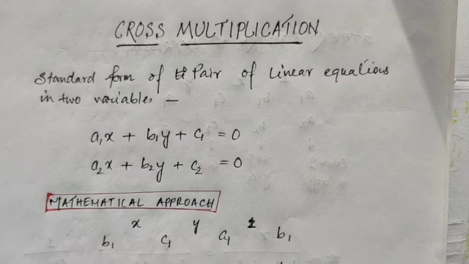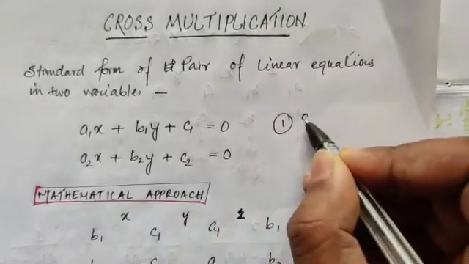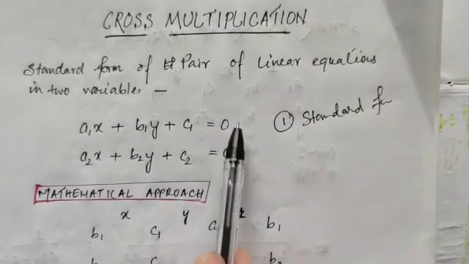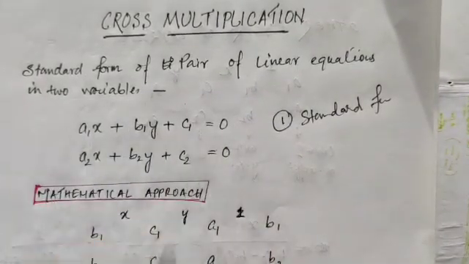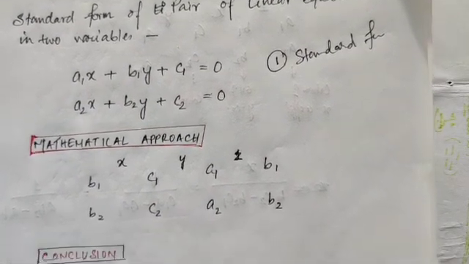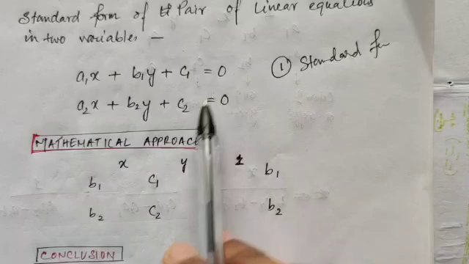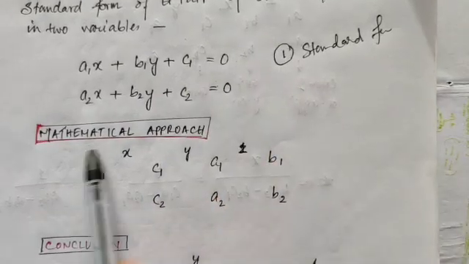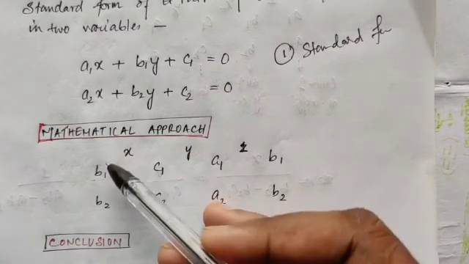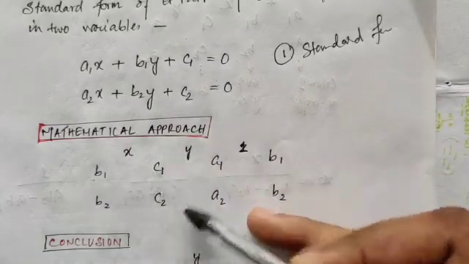When you apply the cross multiplication method, always take your pair of linear equations in standard form. In the standard form, the RHS will be 0 and all other terms will be on the LHS. This is called standard form. Next, you have to write the coefficients of x, y and the constant in this way. In this pattern, there are 4 columns. You can see 1, 2, 3, 4 columns.